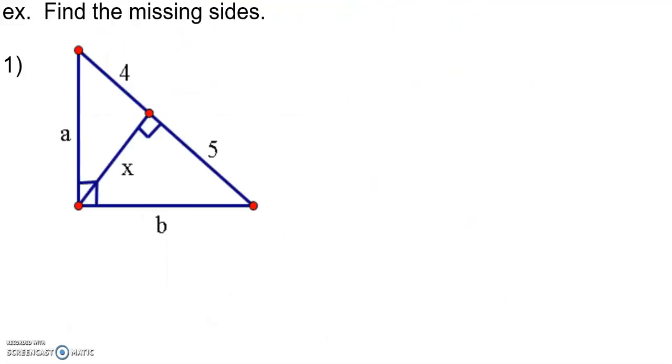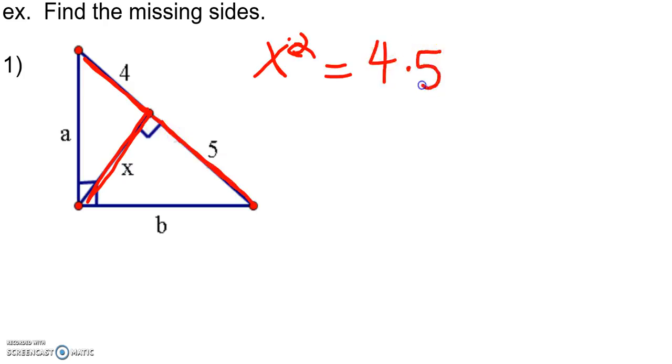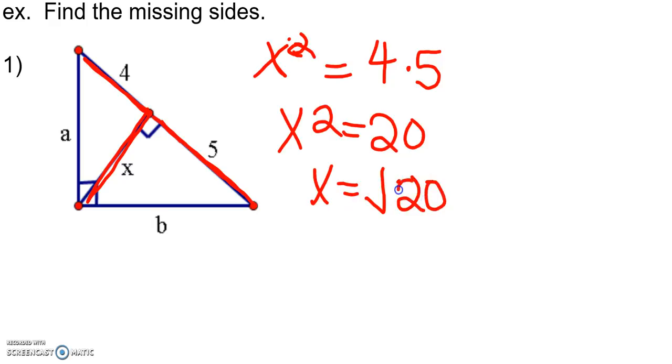Alright, so now let's look at an example problem. So the first thing we're going to do here is solve for x. So we're looking at our altitude. So we know that x squared, so the altitude squared, equals the corresponding parts of the hypotenuse of the big right triangle. So that would be 4 times 5. Okay, so then we have x equals 2 root 5.